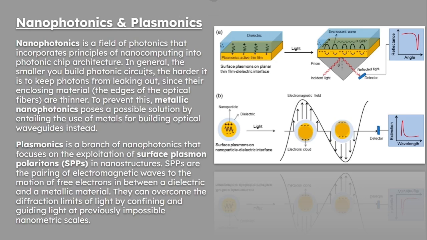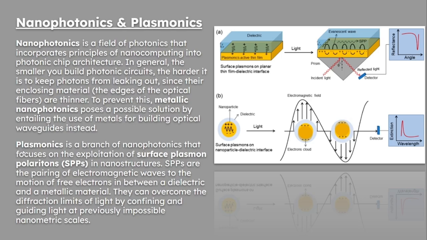Nanophotonics and plasmonics. So, nanophotonics is a field of photonics that incorporates principles of nanocomputing into photonic chip architecture. In general, the smaller you build photonic circuits, the harder it is to keep photons from leaking out, since their enclosing material, the edges of the optical fibers, is thinner. To prevent this, metallic nanophotonics poses a possible solution by entailing the use of metals for built-in optical waveguides instead.